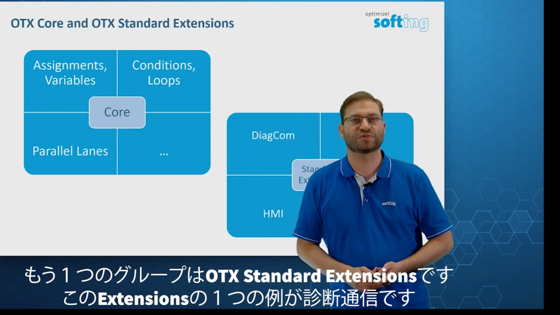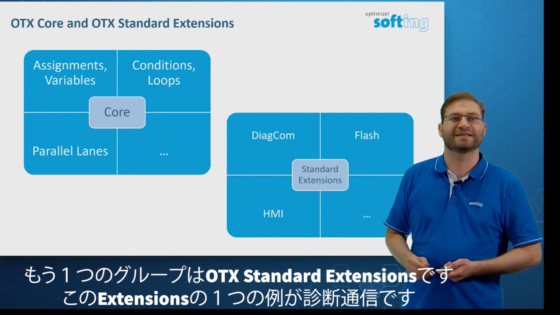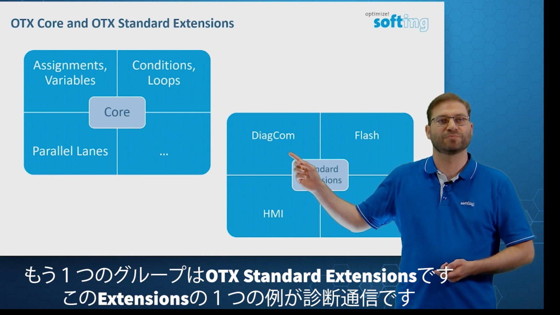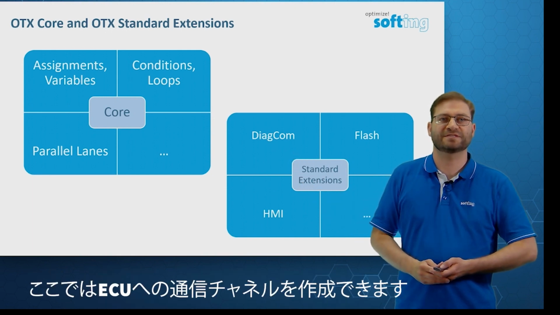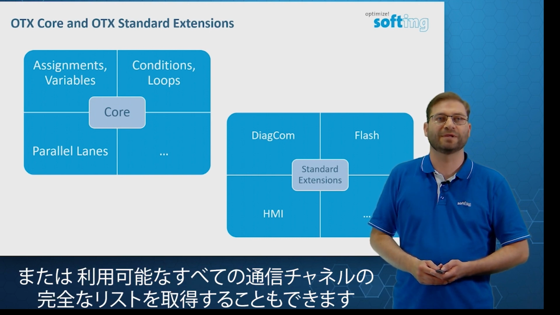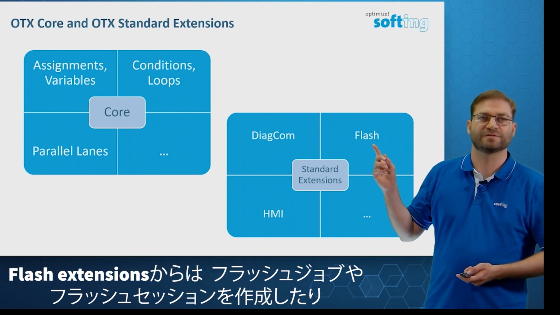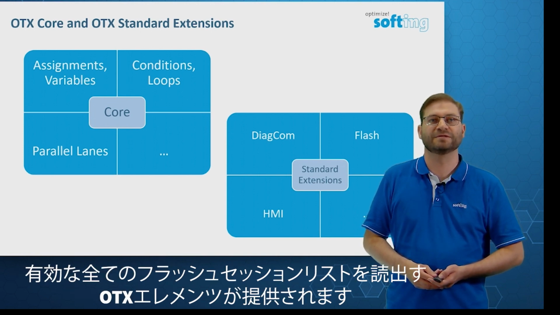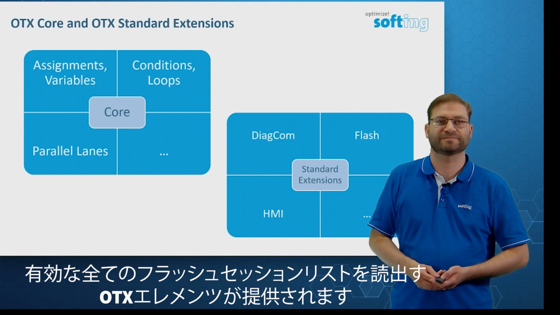The other group is called OTX standard extensions. One example for the extensions is diagnostic communication. With this extension, we can create a communication channel to an electronic control unit. Or we can get the full list of all available communication channels. The Flash extension gives us OTX elements that allow us to create a Flash job, Flash session, or to read out the list of all valid Flash sessions.